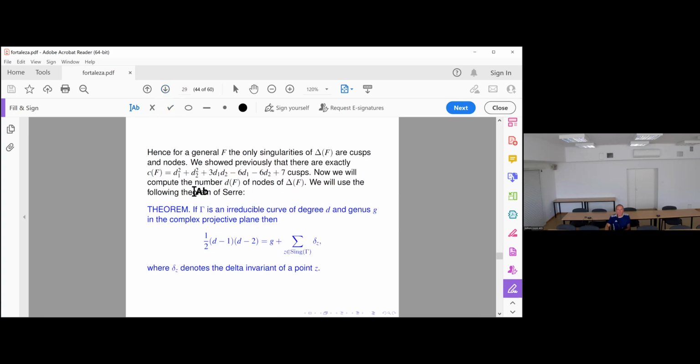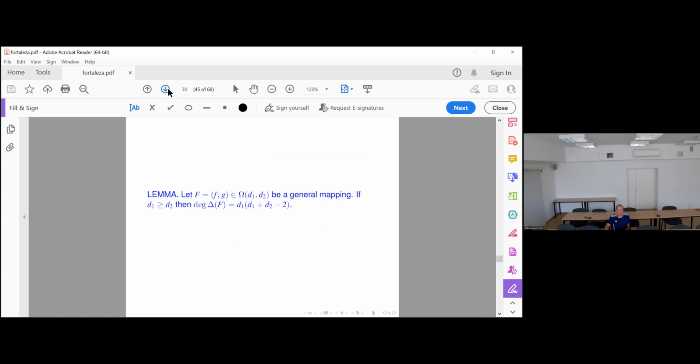Okay, and to prove the general formula to compute the number of folds, we need the theorem of Serre, which shows how to connect the delta invariant of the singular points of the curve, the genus of the curve, with the degree of the curve. Fortunately, we have this theorem, and we can also compute the degree of the discriminant.